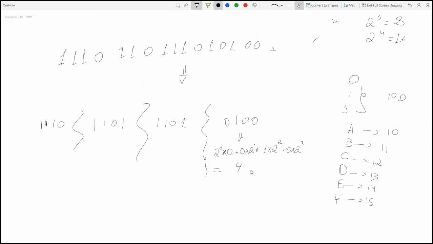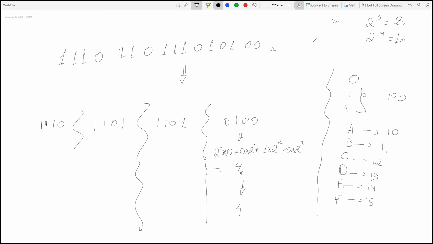And now this is 4 in base 10. What is 4 in base 16? It's the same answer, 4, because look at the table that I did in here, and you see that 4 is in this range of digits from 0 to F.